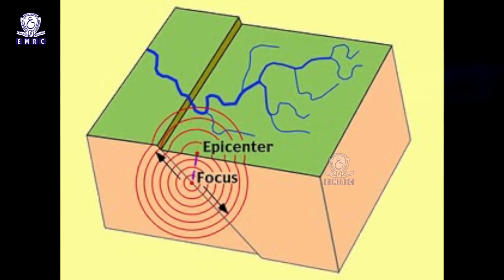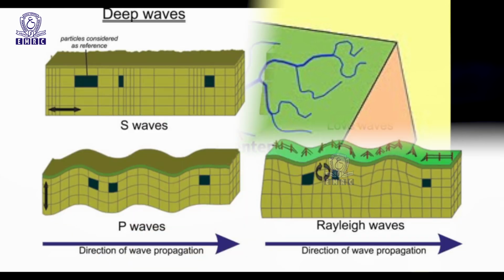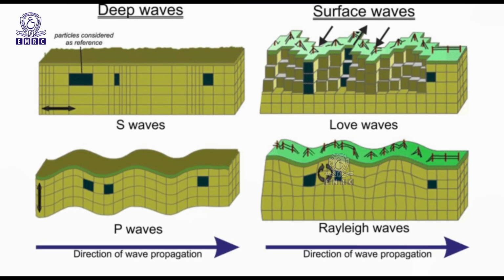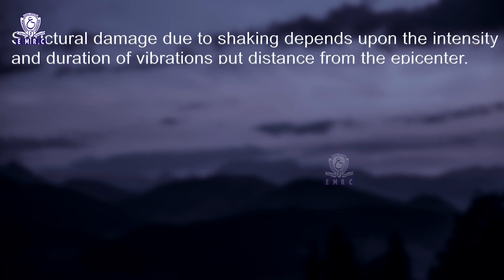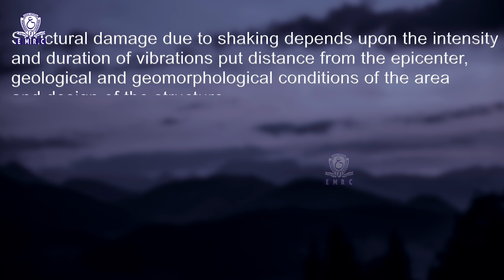Ground shaking is one of the main consequences of earthquakes, which damage buildings and other structures on the ground. Ground shaking is the destructive force that results when the energy released by the earthquake travels along the earth's surface, making the ground vibrate up and down as well as from side to side. Structural damage due to the shaking depends upon the intensity and duration of vibrations, distance from the epicenter, geological and geomorphological conditions of the area, and design of the structure.